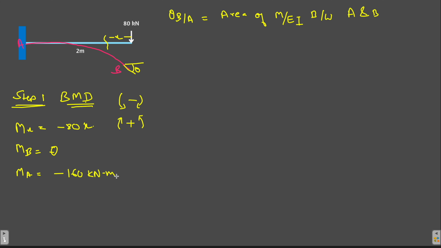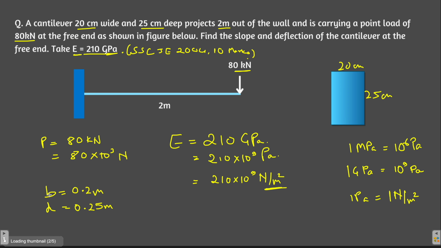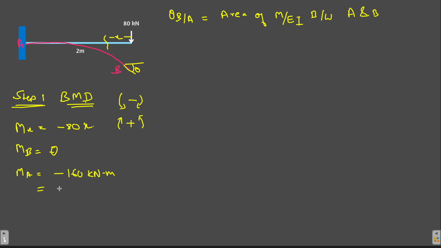Okay, the unit is kilonewton meter, so we will convert it into Newton meter, because as I have told you, we will be using only Newton meter. So let me convert this into Newton meter. It will be 160 into 10 to the power 3 Newton meter. So let me draw the bending moment diagram. The bending moment diagram will be something like this with a negative. It will be a negative diagram. Here it will be minus 160 into 10 to the power 3, and it is 0 over here.